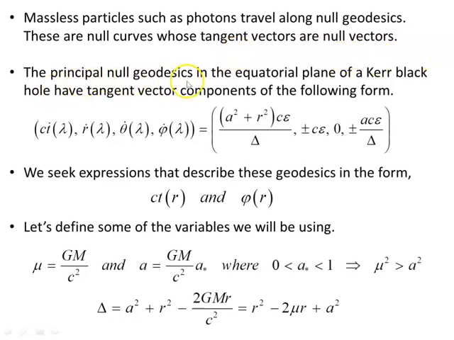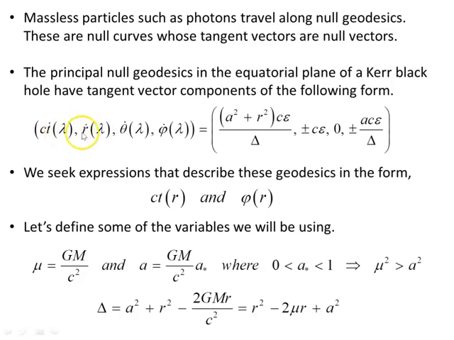The principal null geodesics in the equatorial plane of a Kerr black hole have tangent vector components of the following form: ct dot of lambda, r dot of lambda, phi dot of lambda. Each of these derivatives, dt/d lambda and so on, is a function of lambda, the parameter used to parameterize the path of the particle, to parameterize the world line of the particle. And lambda is the affine parameter used to do that.